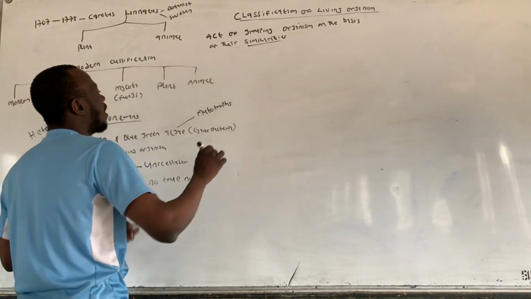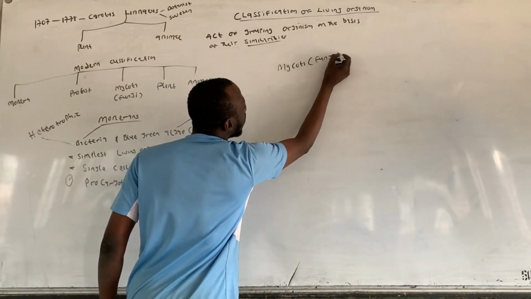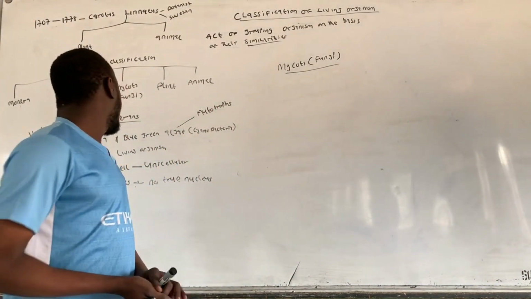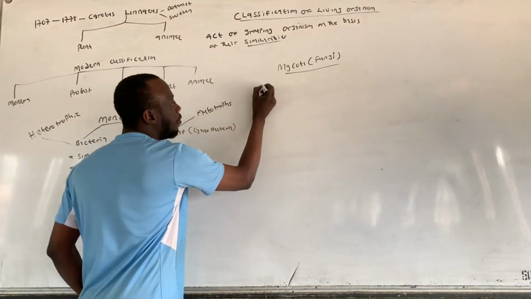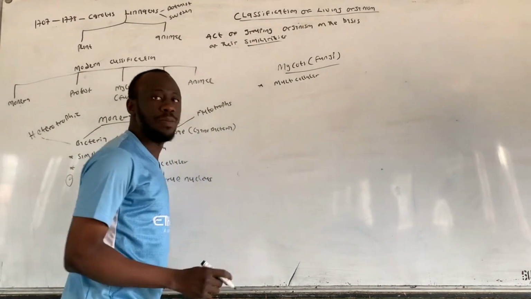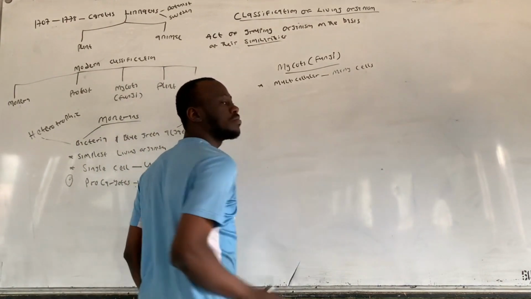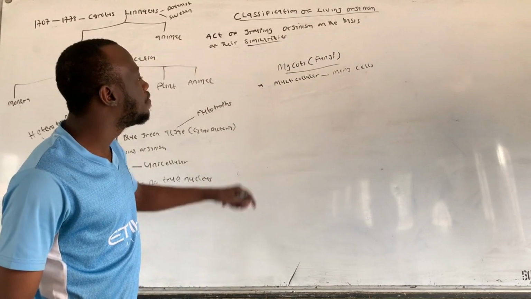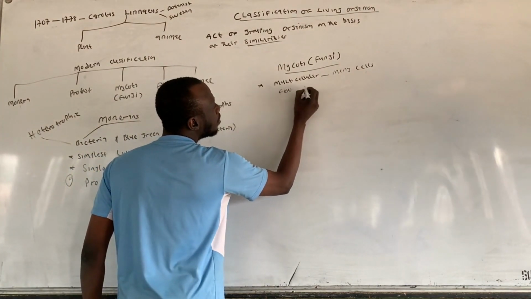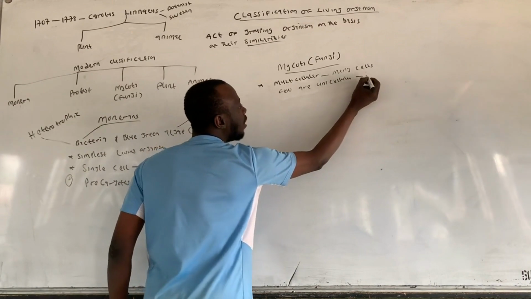The third class of microorganisms is the mycota, that is, the fungi. This class of living organisms, apart from monerans and protists, is mostly multicellular in nature, meaning they are made up of many cells. But a few organisms in this class are unicellular in nature, like yeast.